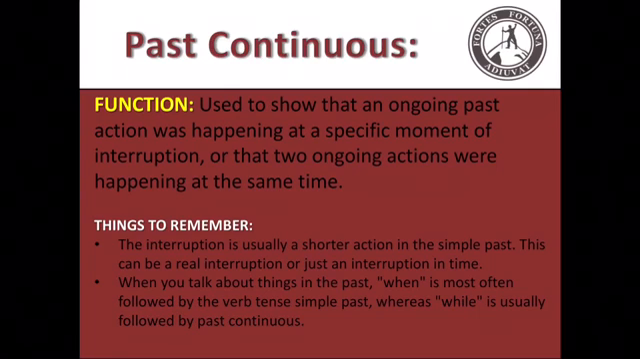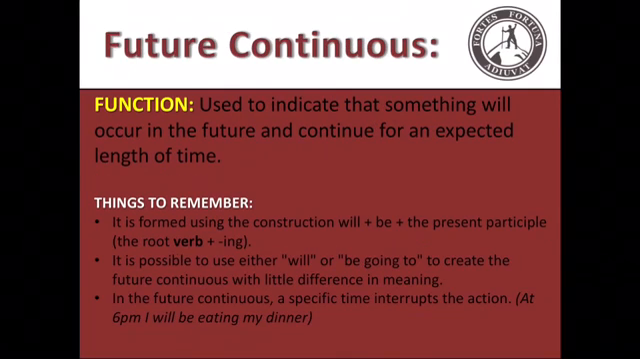And the final tense that we're going to look at today is future continuous. This is used to indicate that something will occur in the future and continue for an expected length of time. Things to remember. It is formed using the construction will plus be plus the present participle, the root verb with ing. It is possible to use here will or be going to create the future continuous with little difference in meaning. It is a little bit different to future simple where the will and be going to do have different meanings.